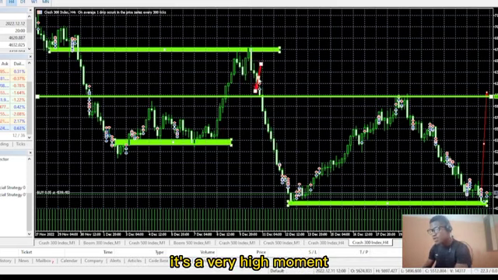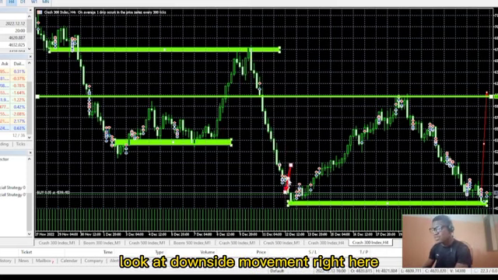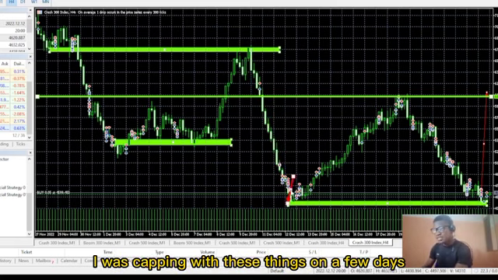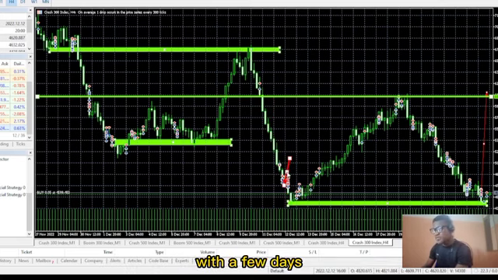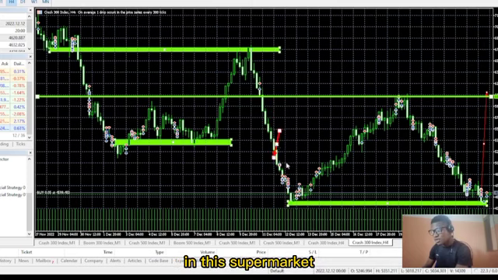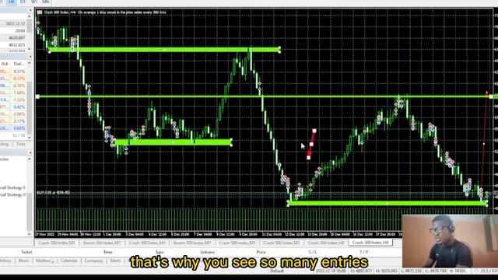It's a very high momentum. Look at the downside movement right here. All the things you see here are my entries and exits. I was scalping these things in the last few days. We scalp a lot in this particular market in a few days. That's why you see so many entries and exits right here.